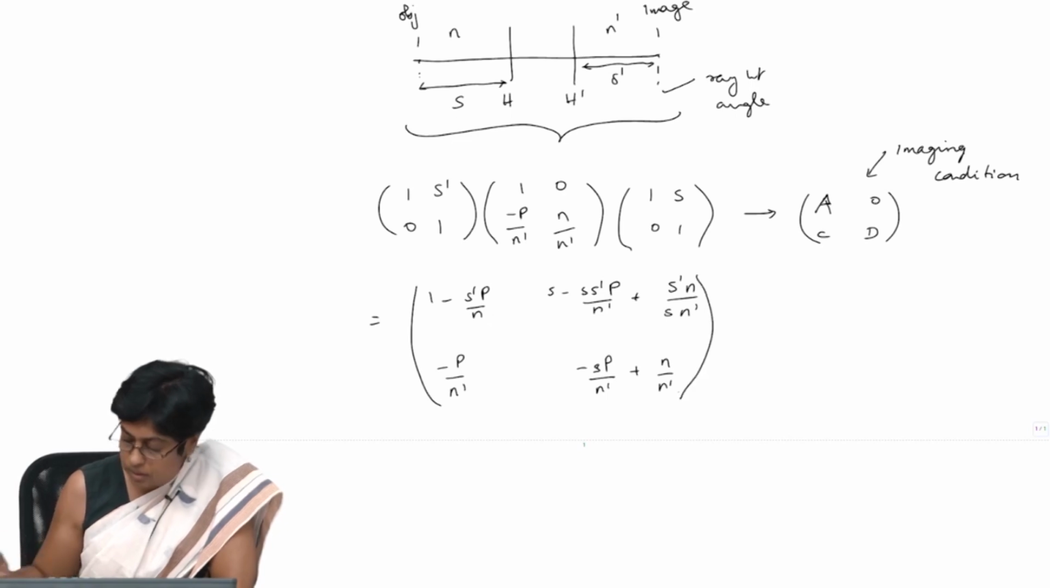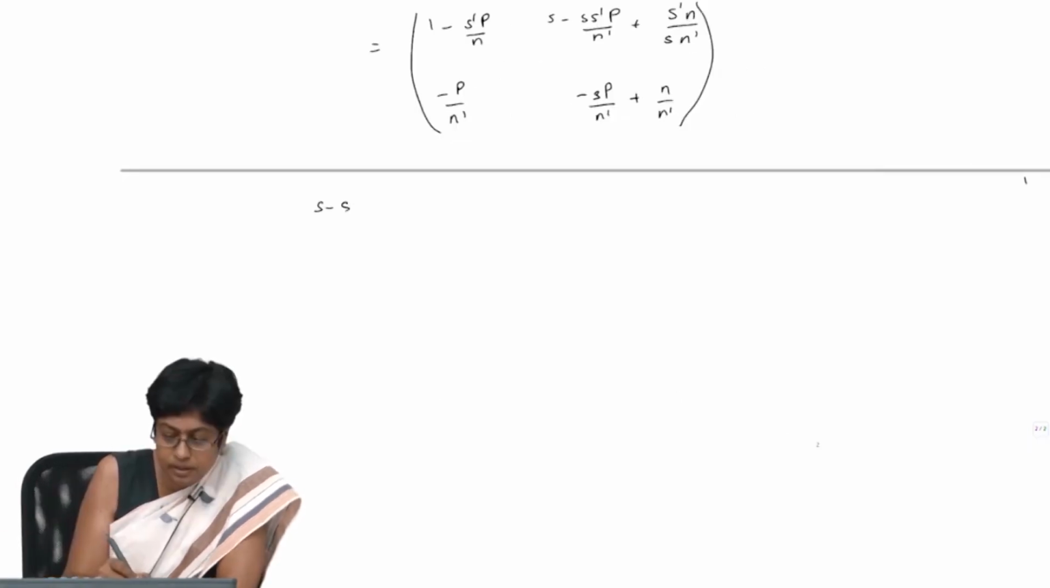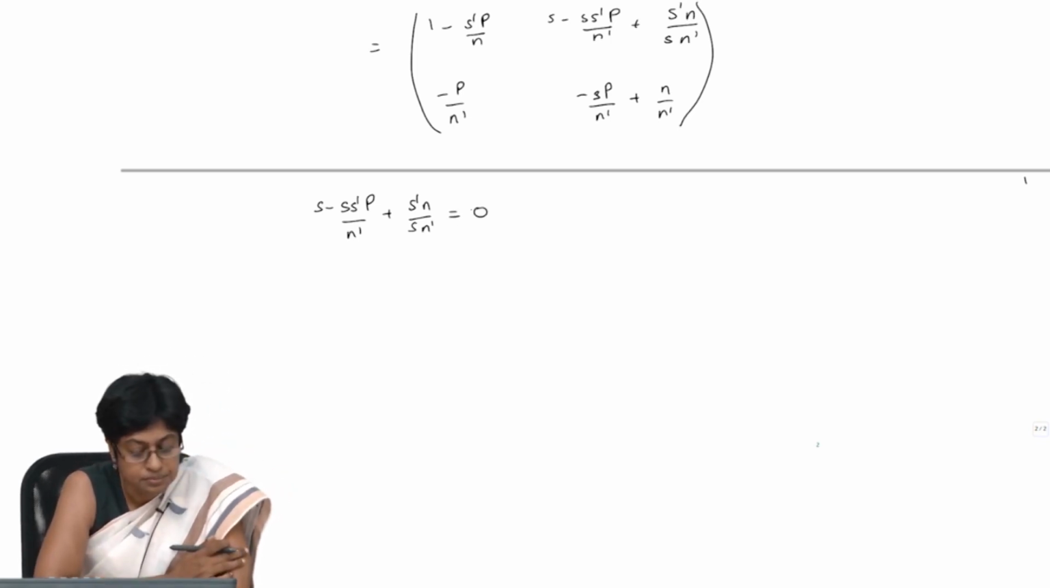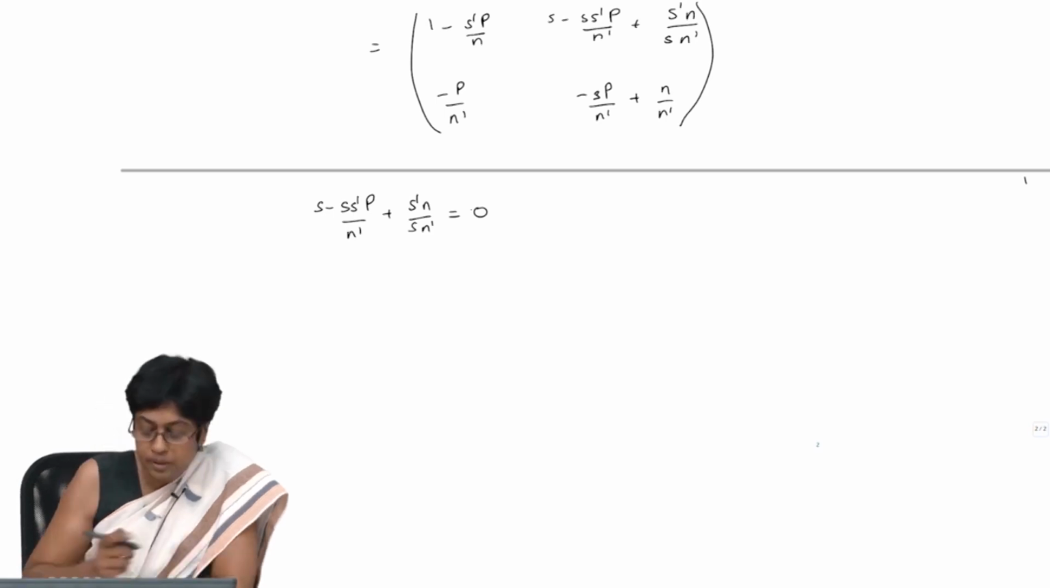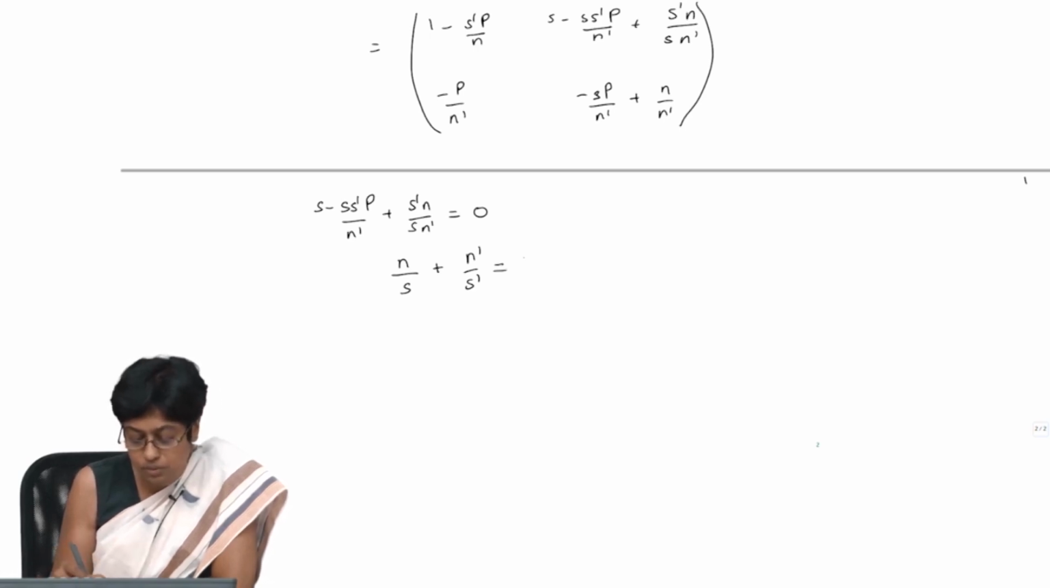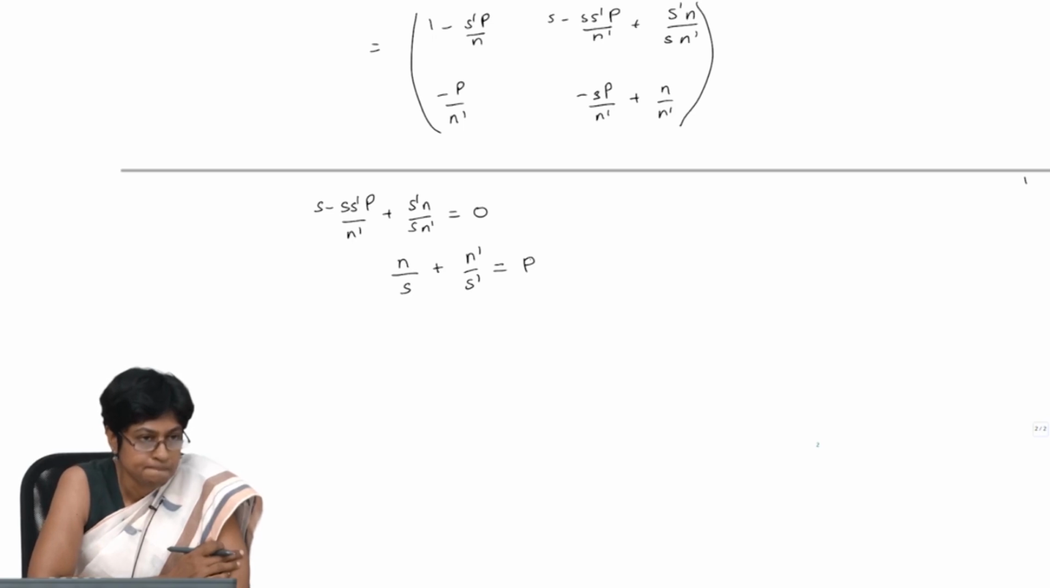So I've just carried out that multiplication, particular term, and equate it to 0. And the moment I do that, this will reduce to n by s plus n dash by s dash is equal to p. Just rewriting. And this should look familiar to you now.